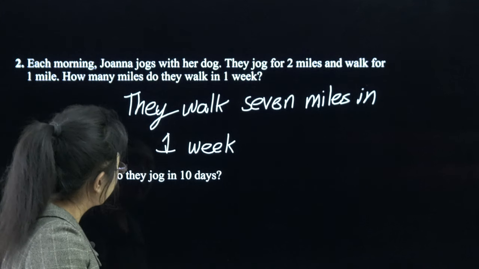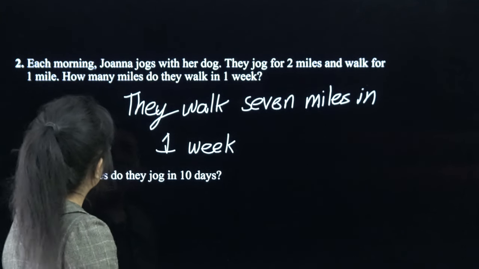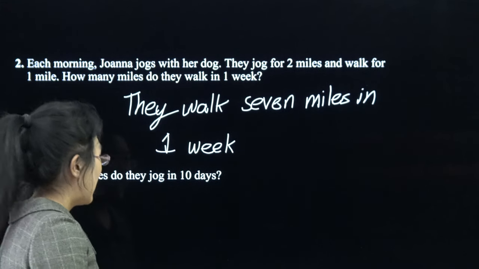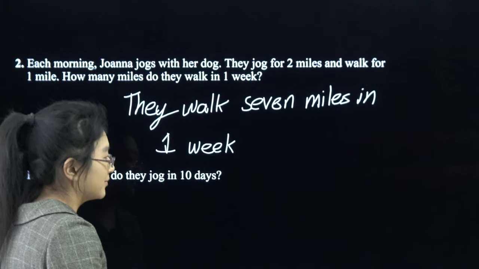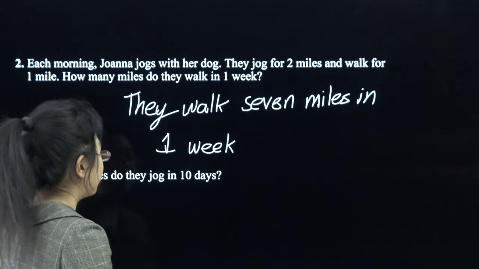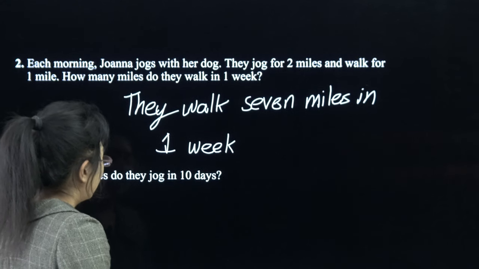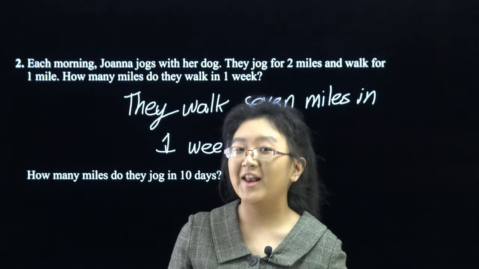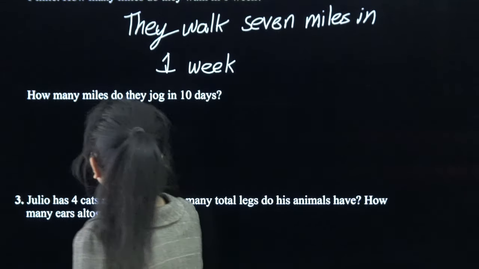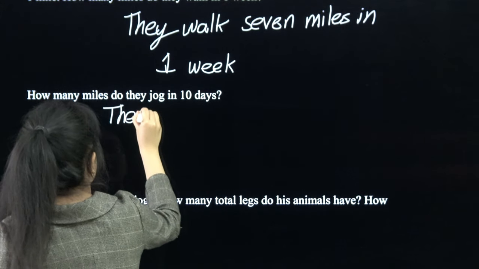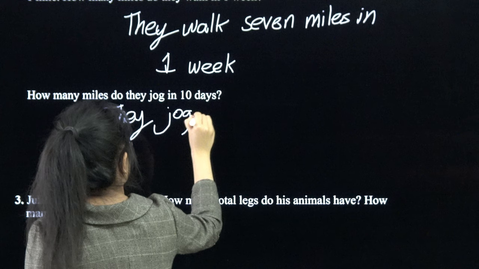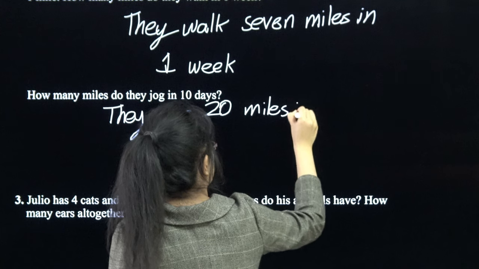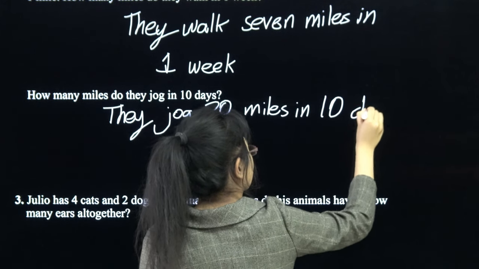How many miles do they jog in 10 days? In 10 days, okay. So since there's one morning every day, and there's 10 days, that'd be 10 mornings, and they jog 2 miles every day, or every morning. So 2 times 10 is equal to 20. They jog 20 miles in 10 days.